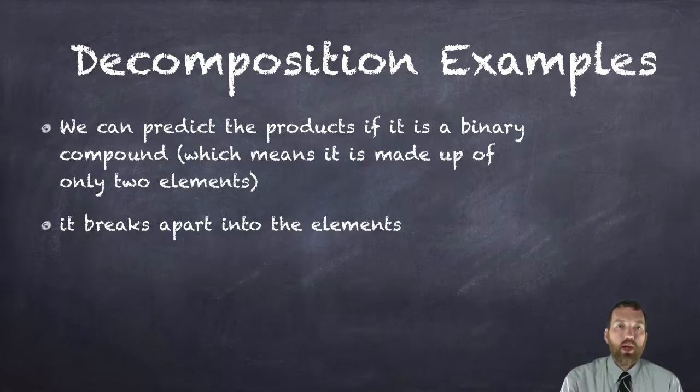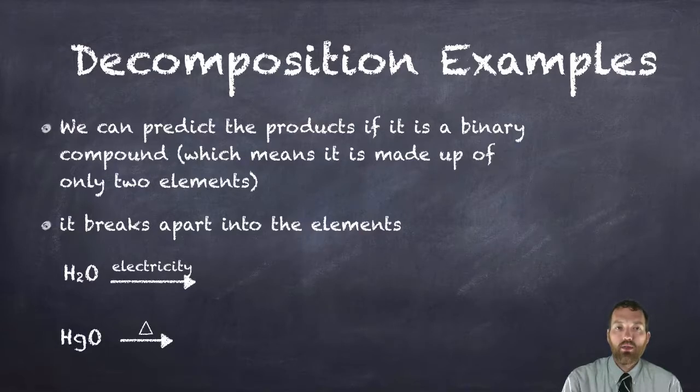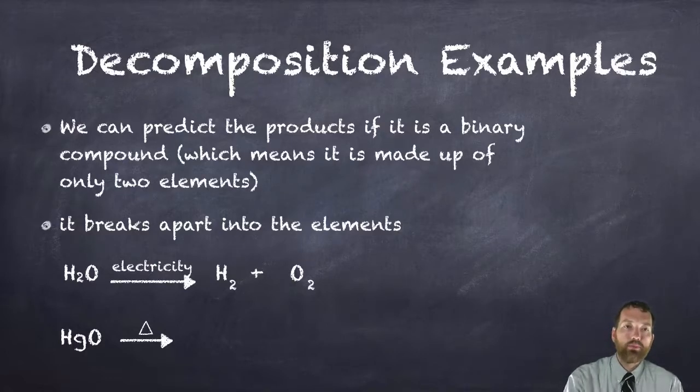So we can predict the products if it's a binary compound, which means it's made up of only 2 elements. It just breaks apart into those elements. So H2O with electricity will break down into its separate elements, like H, but H is never by itself. It's a diatomic element, H2, and O, which is also never by itself. It's O2. So we need to balance again. We have 2 O's on the right, 1 on the left, so I'll put a little 2 here, and that changes my hydrogens. I now have 2 times 2, 4 hydrogens on the left. I need 4 on the right, so I'll just write a little 2 there.